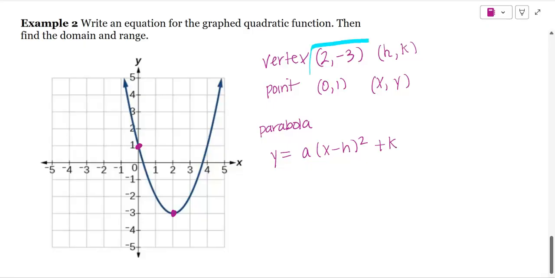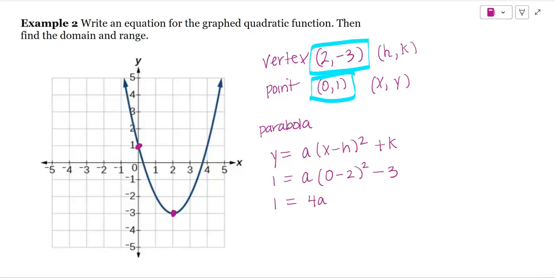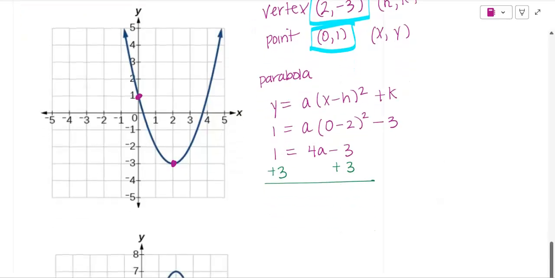So let's take these values that we found here and plug them into this formula. So for y, I'm going to put 1, and for x, I'm going to put 0. For h, I'll put 2, and for k, I'll put -3. So multiplying this out, I'm going to have 4 times a minus 3, adding 3 to both sides. I have that 4 is equal to 4 times a, so in this case a is equal to 1.